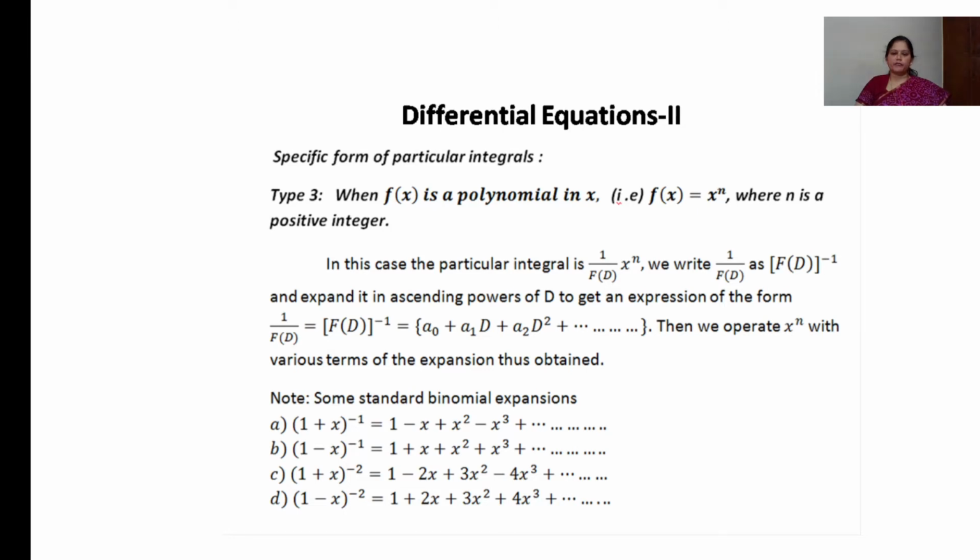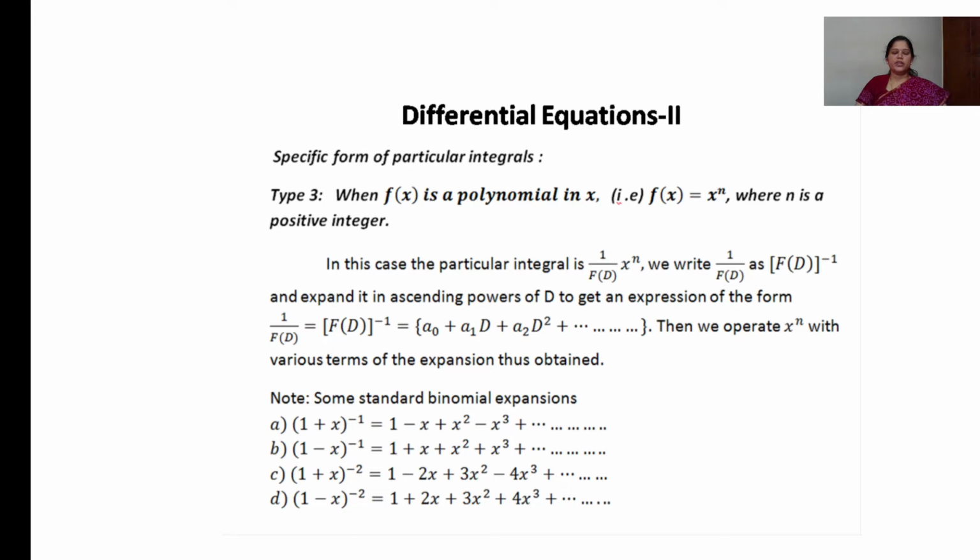We write 1 by f of D as f of D whole to the power minus 1 and expand it in ascending power of D to get an expression of the form 1 by f of D is equal to f of D whole to the power minus 1, that is equal to a0 plus a1 D plus a2 D square plus etc. Then we operate x to the power n with the various terms of the expansion that is obtained.